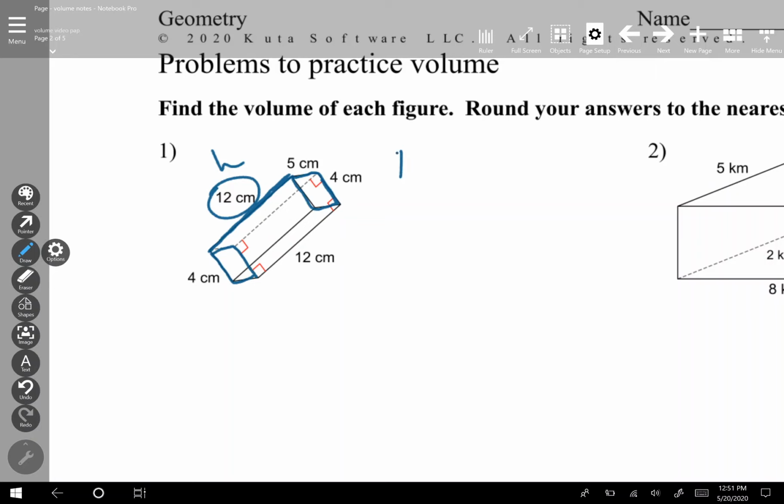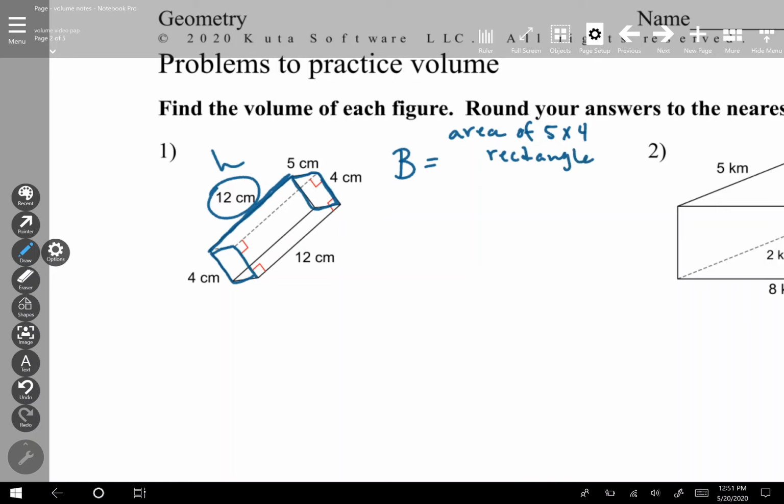Now for big B, that's the area of the base. How do I find the area of this rectangle? It's the area of the 5 by 4 rectangle.